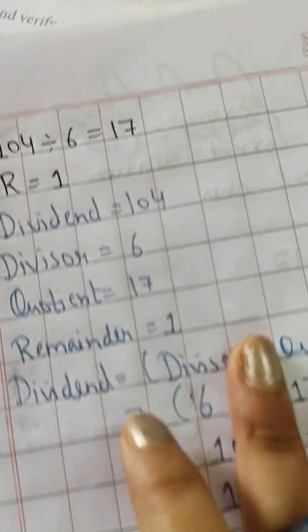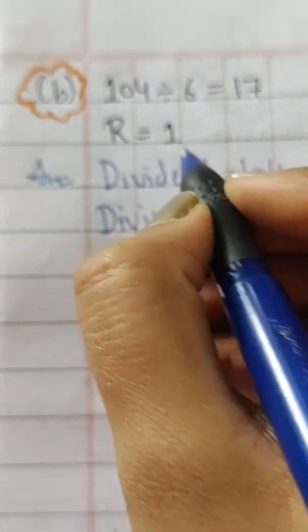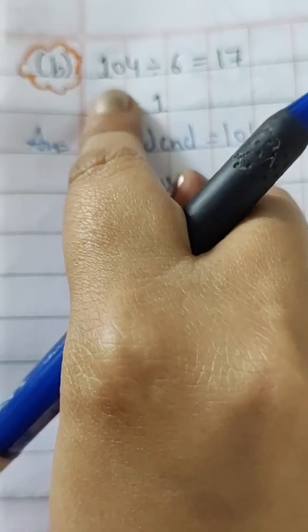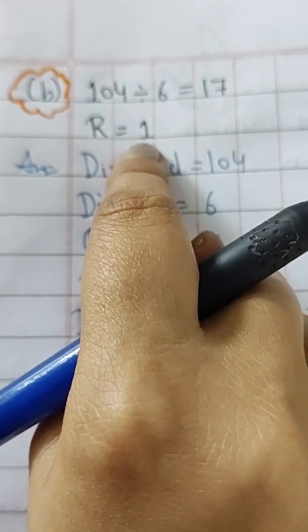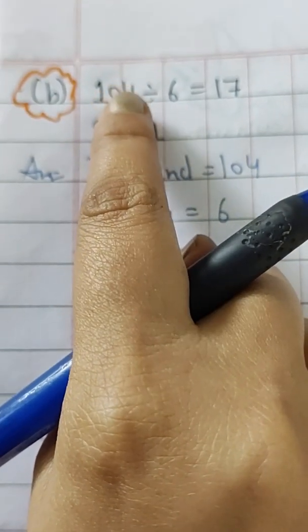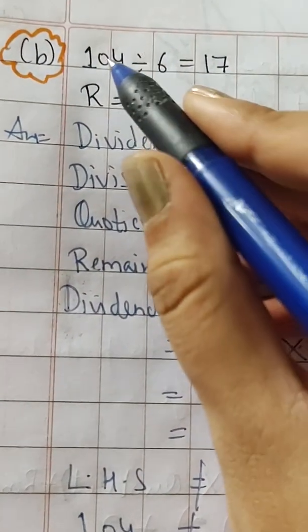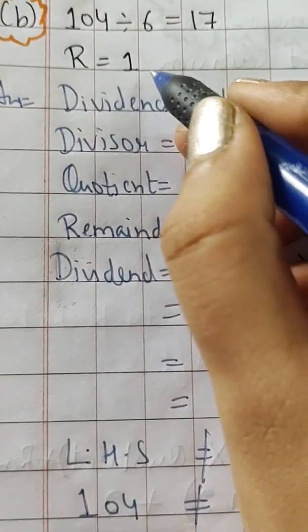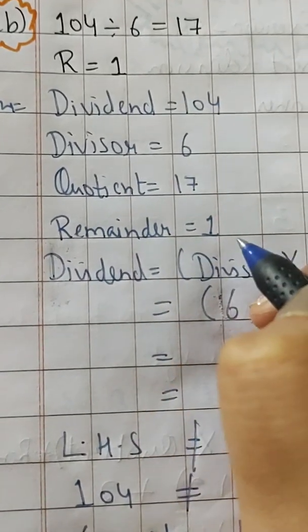Now the second sentence given to you is 104 divided by 6 is equal to 17 and remainder is equal to 1. Now dividend is 104, divisor is 6. This one is dividend, this one is divisor, this one is quotient, and this one is remainder. Always remember: the number you are dividing is your dividend, and the number by which it is divided is your divisor. So dividend is 104, divisor is 6, quotient is 17, remainder is 1.